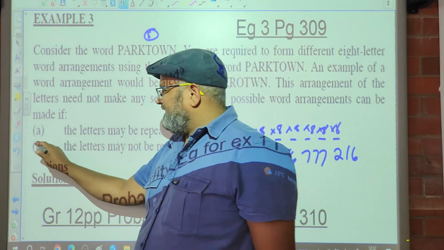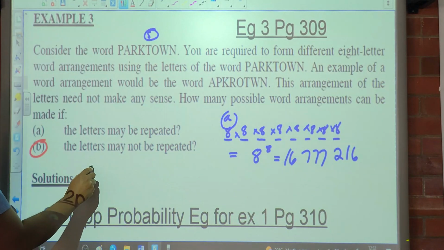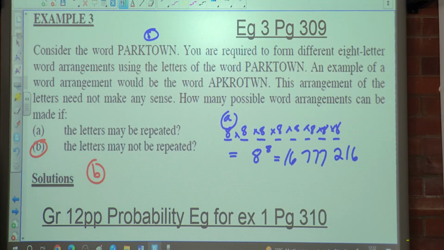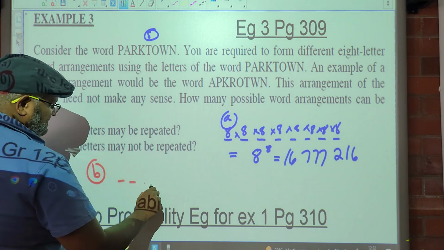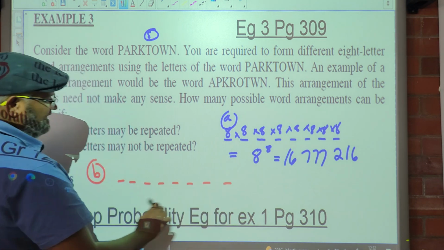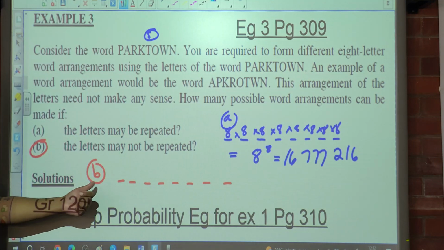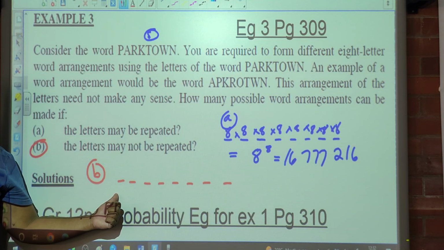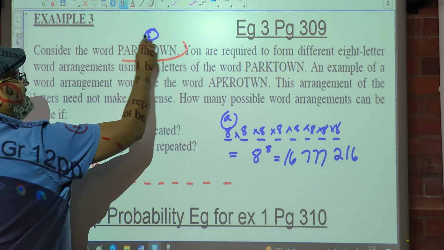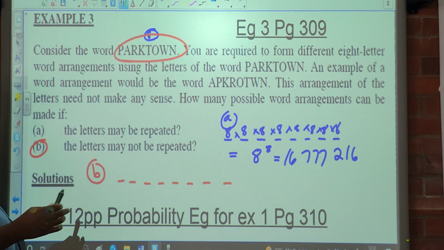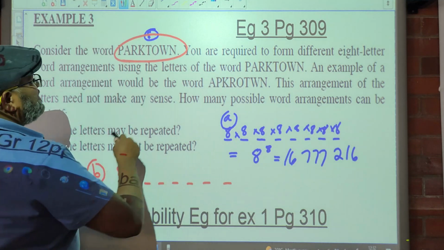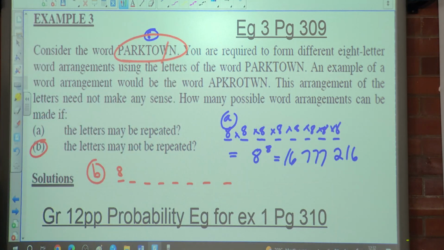Now let's look at B. B says the letters may not be repeated. How many blanks do I have now? Still 8. But how many options do I have on the first blank? How many of these letters can I choose from? 8.